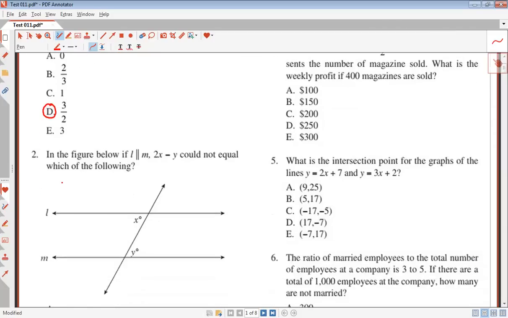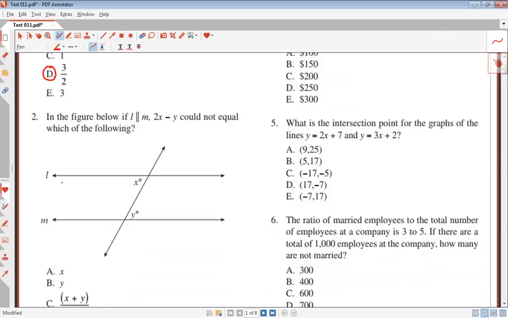Question number 2. In the figure below, the line L is parallel to the line M. It means the angle S equal to the angle Y. And the question is, 2 times S subtract Y could not equal which of the following?